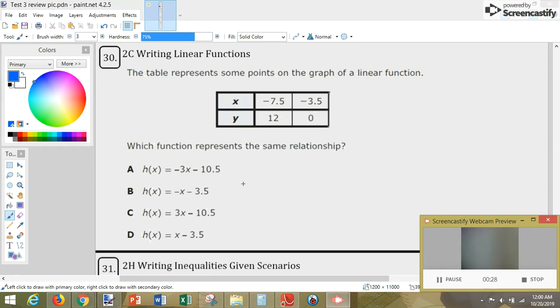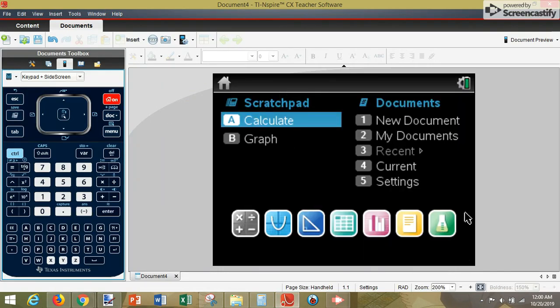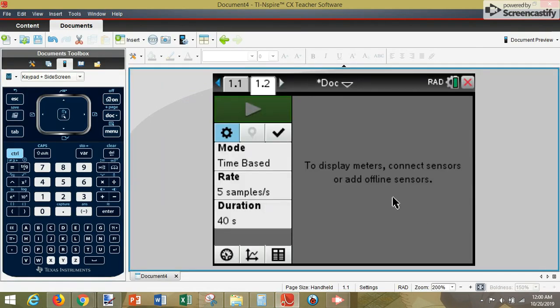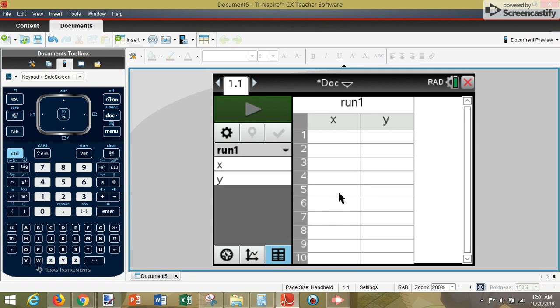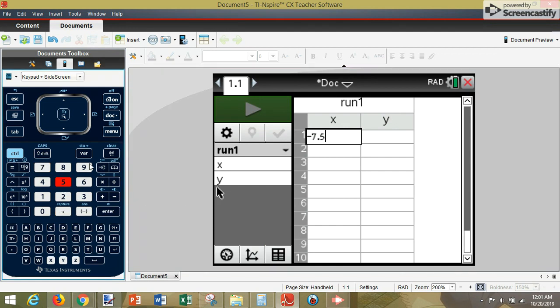We have decimals here, so let's go ahead and use the calculator to calculate this equation. So we go to our green beaker, linear data quest. For linear data quest, let's clear out our tabs by pressing Control W, no. Click the table and let's type in our values. So our x's, we have negative 7.5 and negative 3.5. For the y's, we have 12 and 0.